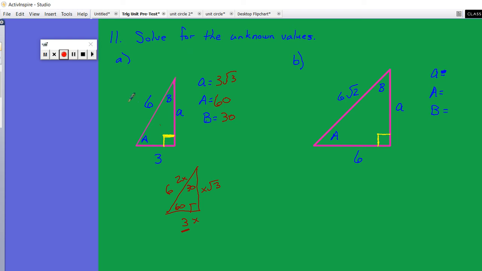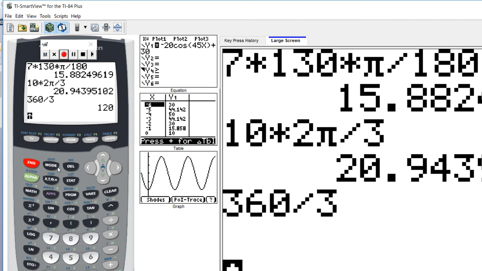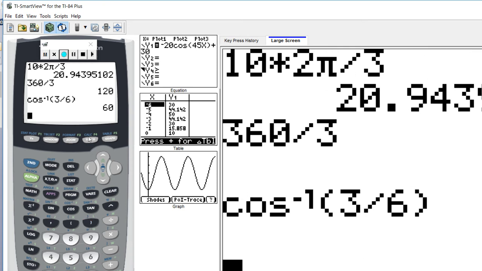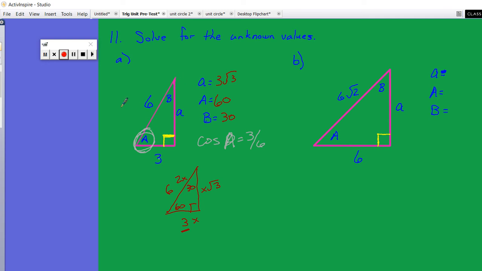You could also find the angle of B or A using your relationships. If I go from angle A, this is adjacent and this is the hypotenuse. So that's cosine, so I could say the cosine of angle A equals 3 over 6. So now I go to my calculator. Since I'm after an angle, I hit second cosine, 3 divided by 6, enter. And it tells me it's a 60-degree angle. And once I know that A is 60 degrees, I can go 180 minus 90 minus 60, and that gives me that B is 30.